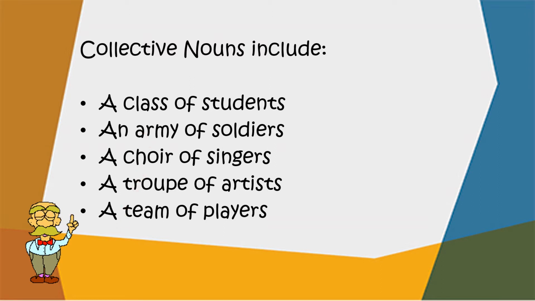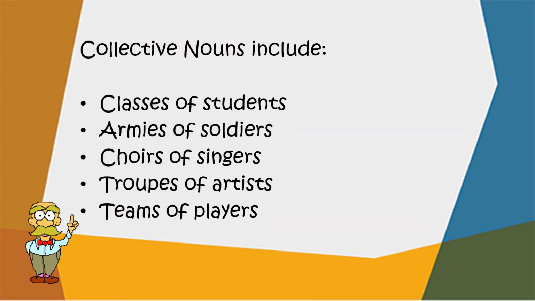Now, if you want to transform them into plural form, then they should look like this. Classes of students, armies of soldiers, choirs of singers, troops of artists, and teams of players. So you will apply the same set of rules in transforming singular nouns into plural nouns, whether that noun would be regular in terms of category or irregular.